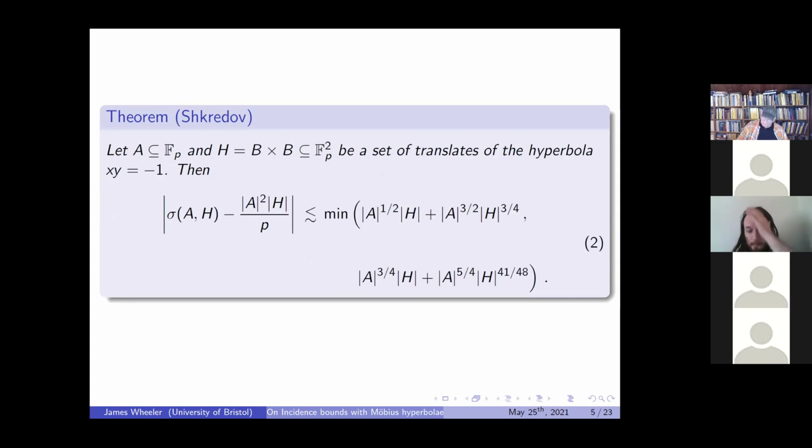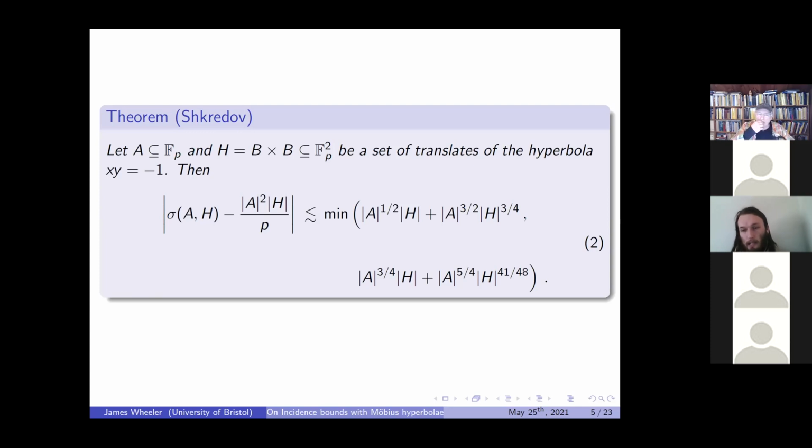The other main theorem in this direction, and the theorem which our paper aimed to generalize a bit, is due to Skredoff. In his paper, it's a bit more general. Instead of just having A times B for hyperbola and such, we've simplified it down here so it's easier to state.